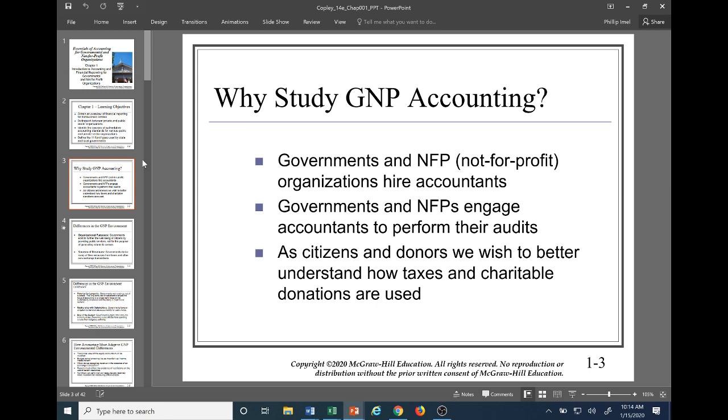We have to do it, or we get penalties and fines and maybe even jail time. So it's something that we have to do. Therefore, we should have a right to know where our money's being spent and why they're levying taxes and taking some of our money. So that's just a few reasons for studying governmental not-for-profit accounting.